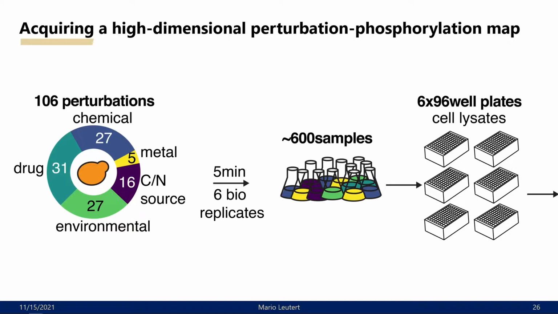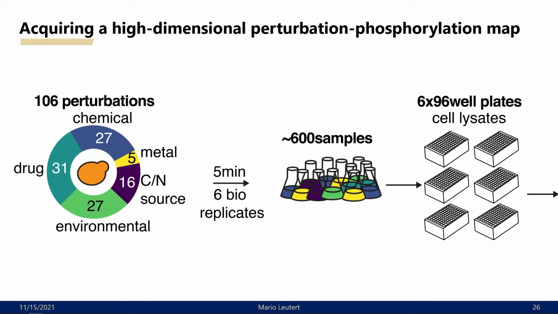And then importantly, we only applied this perturbation for 5 minutes and then directly harvested our yeast cells. So that's kind of the time span where the phosphoproteome is really changing. However, the underlying proteome, as well as gene expression and so on, is not yet changing. We did this in 6 biological replicates and ended up with around 600 to 700 samples, which we distributed across 96 well plates.